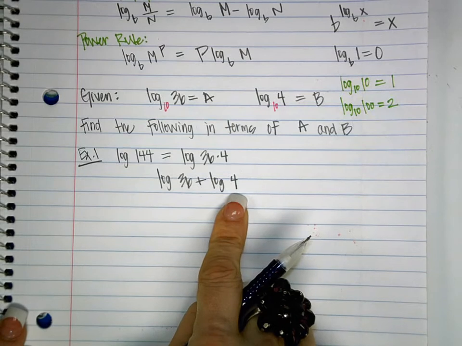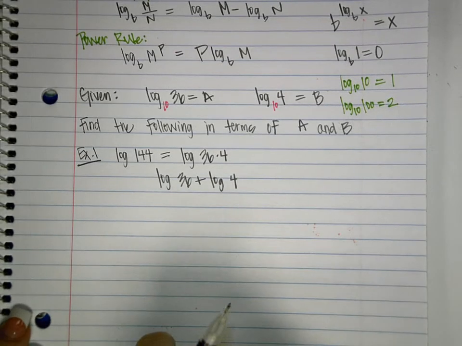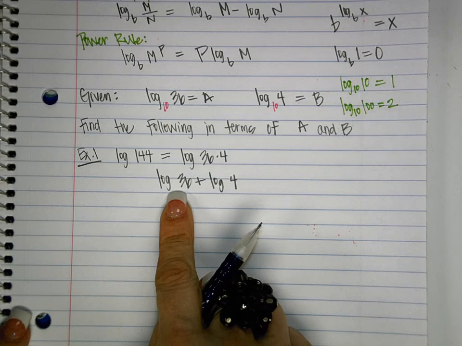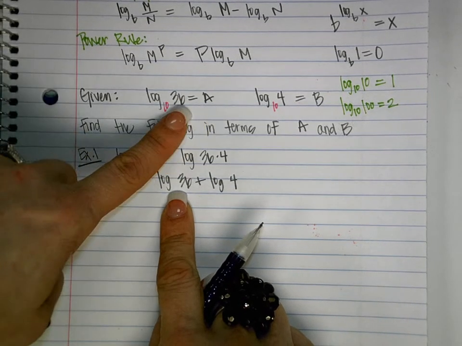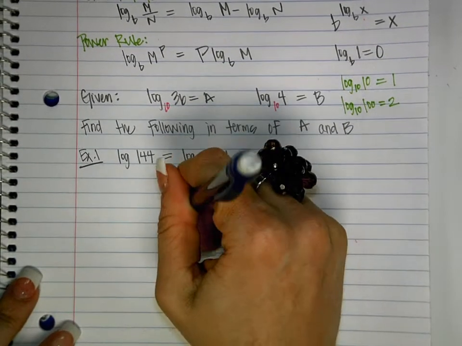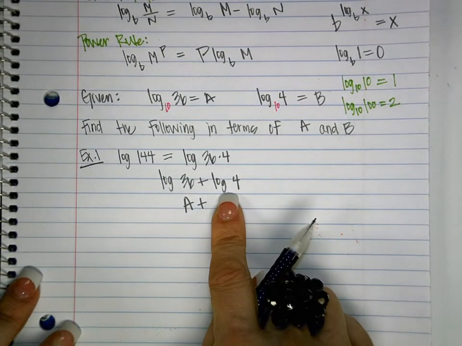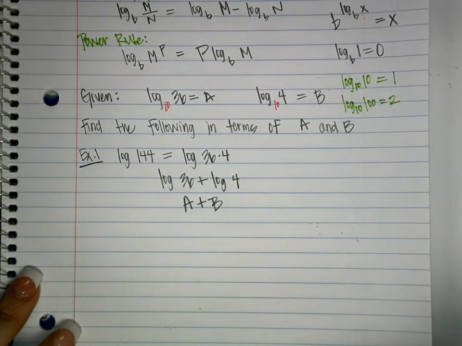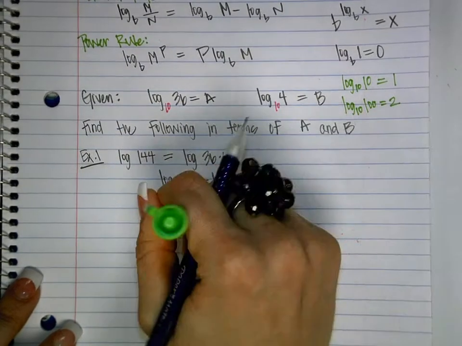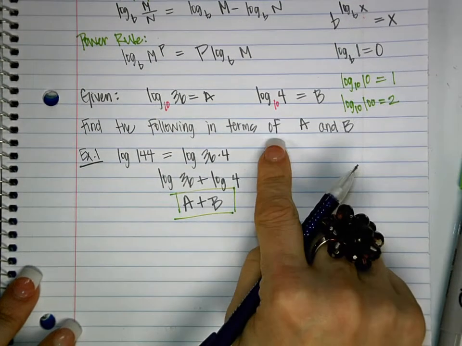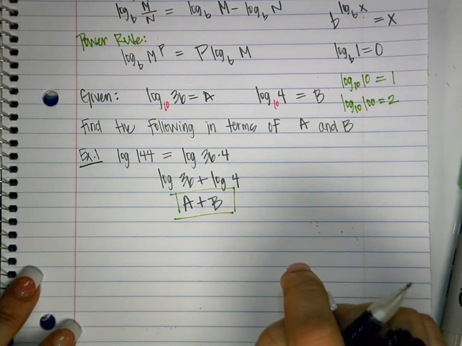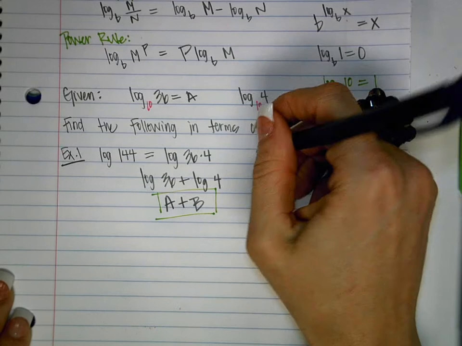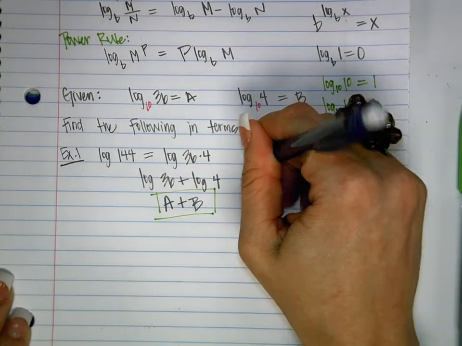Then from there, I have values for this, so I can substitute here. What is log 36 equal to? A. Plus, what is log 4 equal to? B. That is your answer. So we're substituting things. This is why it says to find the following in terms of A and B. We're going to do a couple of these, so I know they're a little confusing to start with, but we will get there.